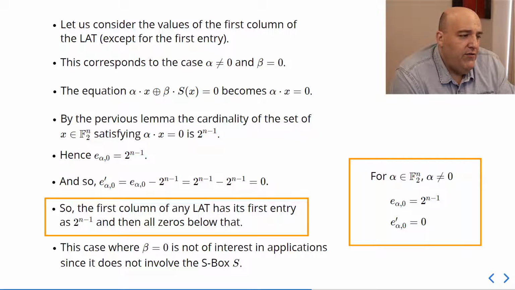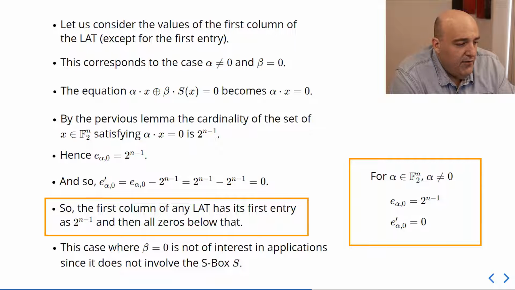Our main equation, alpha dot x plus beta dot s of x being 0, when beta equals 0, it actually just becomes much simpler. It just becomes alpha dot x equal to 0 now. And that's exactly the expression that we had in that lemma, right? Remember, W is the set of all x which make that true. And we now know that the number of those x is going to be 2^(n-1) by that lemma, right? And that means the number of solutions, E alpha 0, is 2^(n-1). We write that down in our box on the right-hand side there.